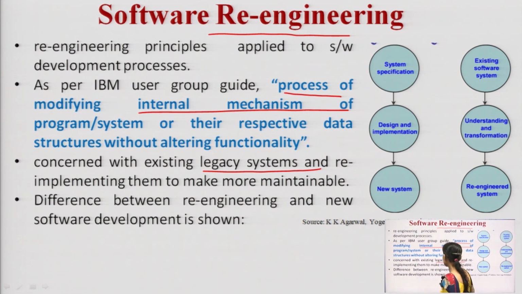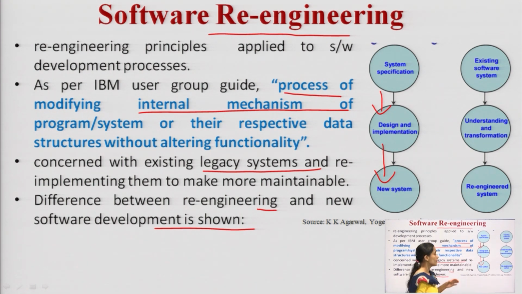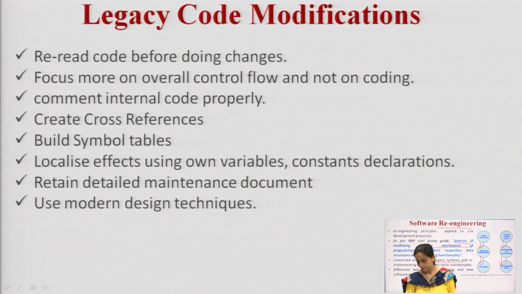Then there is a difference between re-engineering and new software development, which is shown using this diagram. This diagram shows that there is a system specification, we move towards the design and implementation, and here we are proposing the new system. While re-engineering says that we have some existing system, we understand that and do the transformation, and then we get the re-engineered system.